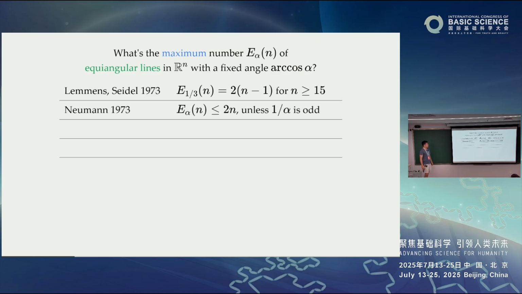In the same year, Neumann showed that unless 1 over the cosine of the angle, which is 1 over alpha, is an odd integer, this function is bounded from above by 2n. In other words, potentially the more interesting case is to look at the case where alpha is 1 over an odd number. So naturally, after 1/3, you would like to think about 1/5, and that was indeed done by Neumaier towards the end of the 1980s.